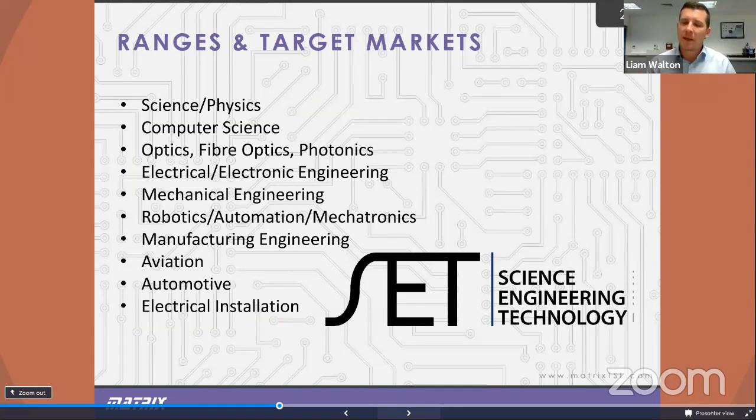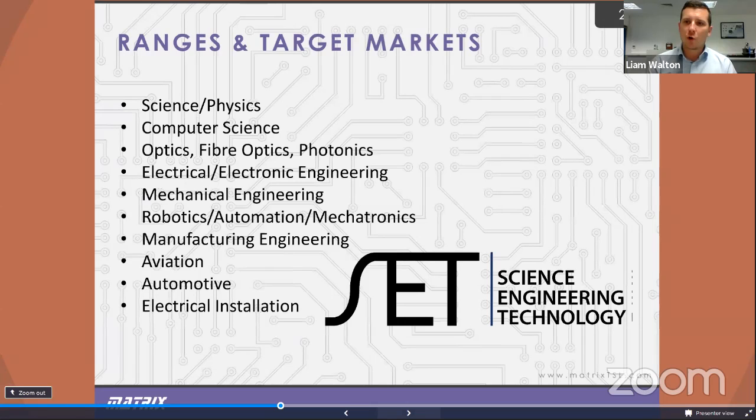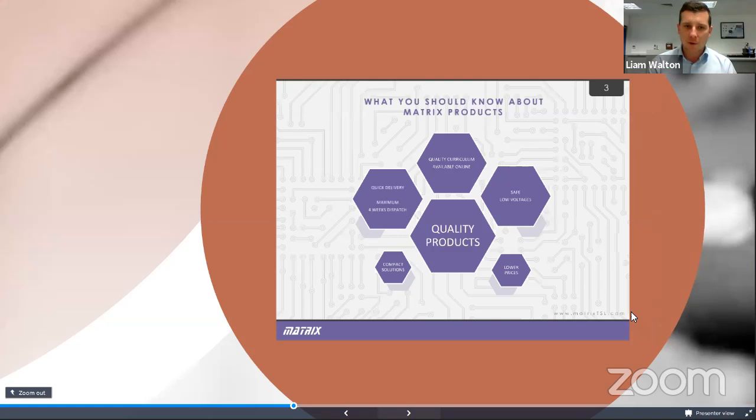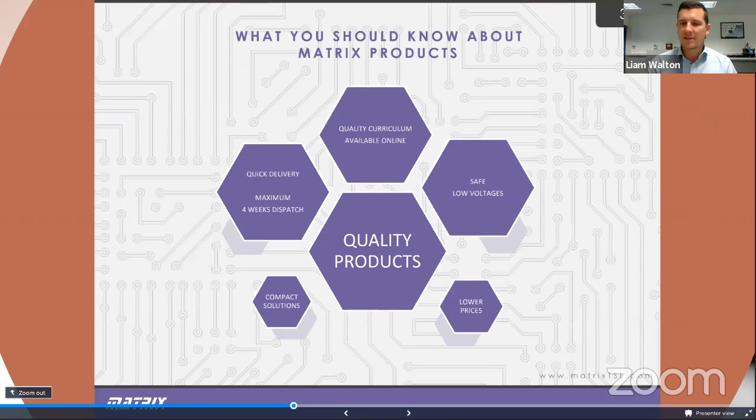Engineering is a big discipline for us. So electrical and electronic. We have a few products in the mechanical area, although that's definitely more of a specialism for TecQuipment. Robotics, automation, manufacturing, and then products for aviation, automotive, and electrical installation. So we have a whole range of different products in all those different markets.